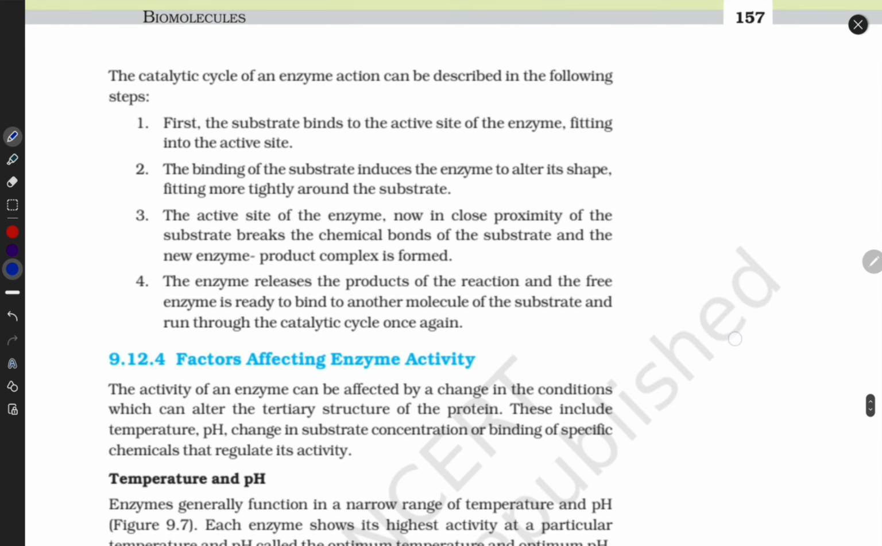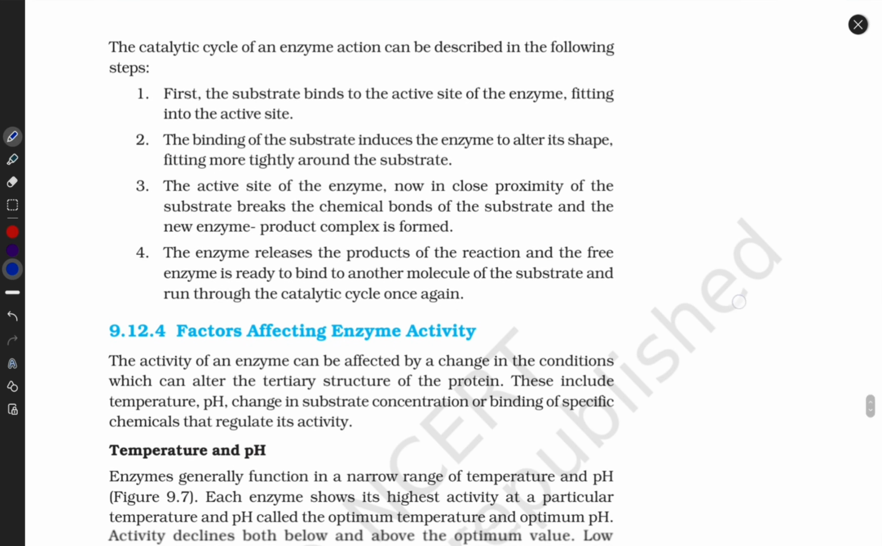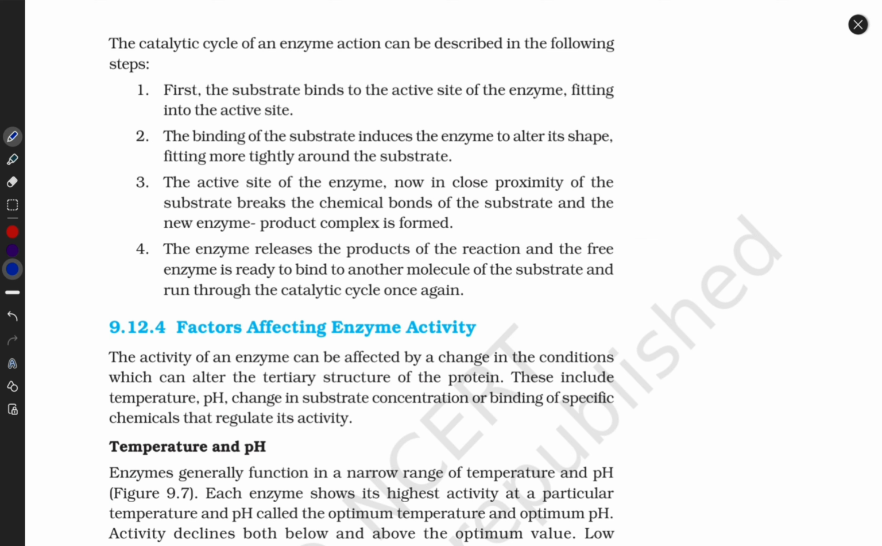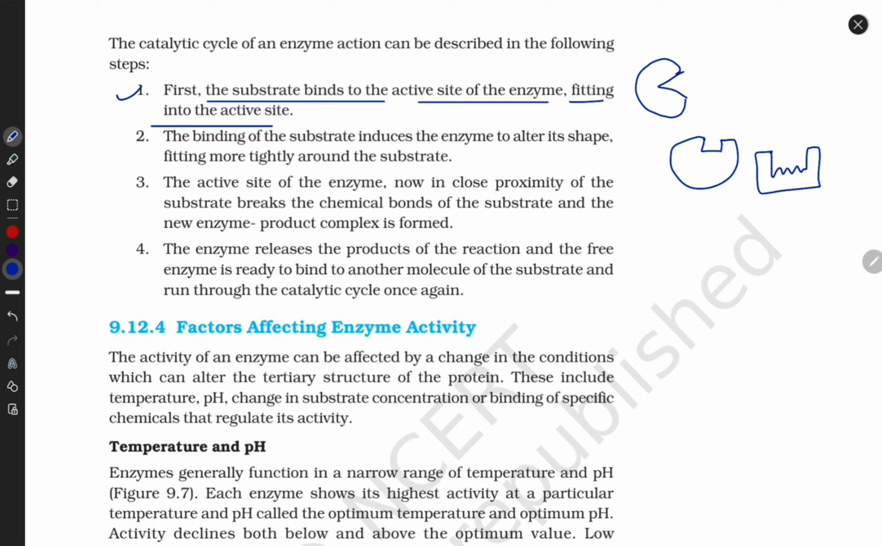Guys, here are the steps that an enzyme follows. The first step is that the substrate binds to the active site of the enzyme, fitting into the active site. Assume this is the structure of an enzyme, and here another enzyme, and here another, and this is the structure of the substrate. This is the enzyme, this is its active site, and this is the substrate.